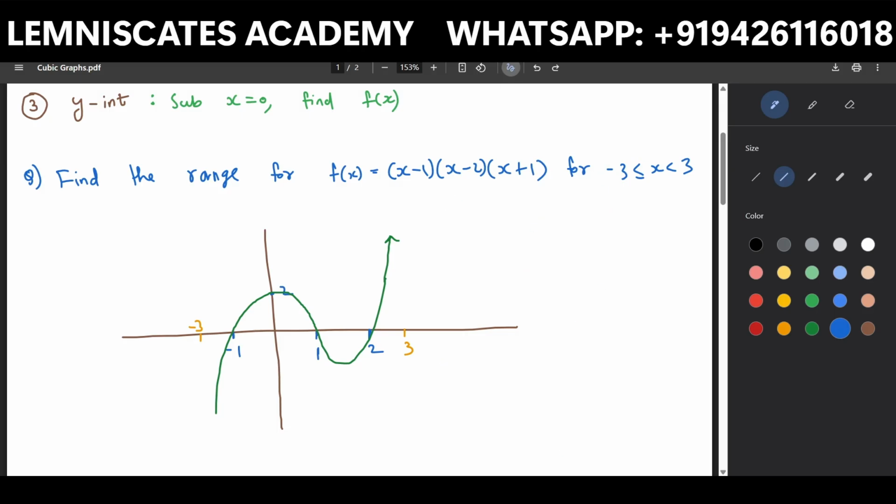So in that case, if I use my CAIE and substitute x is equal to -3, let's see what I get. -3 -1 multiplied with -3 -2 multiplied with -3 plus 1. The answer comes out to be -40. So I can extend the graph a little bit, because of course the graph can keep on going downwards. And over here also, let's say somewhere over here. So this is minus, what was the answer? -40.